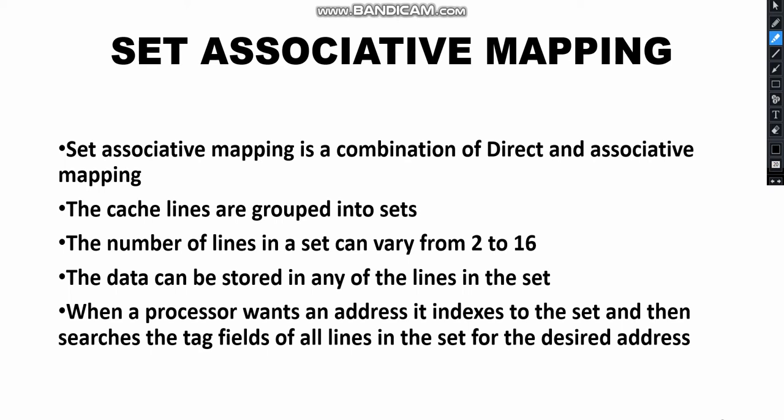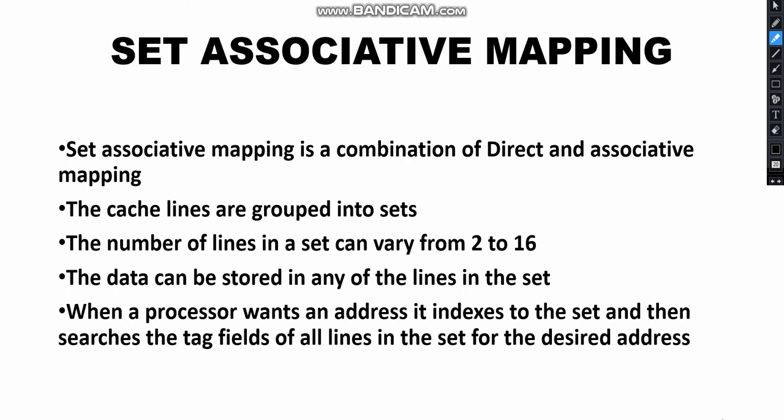For example, let's say there are 2 lines per set. Then it will be called two-way set associative mapping. A given block can be in either of 2 lines in a specific set. So obviously it is much easier to simultaneously search one set than all lines.